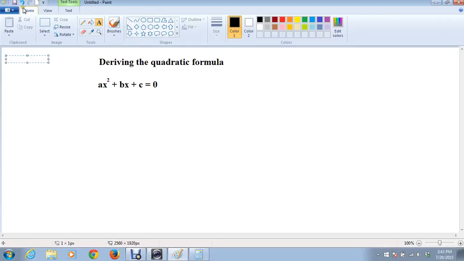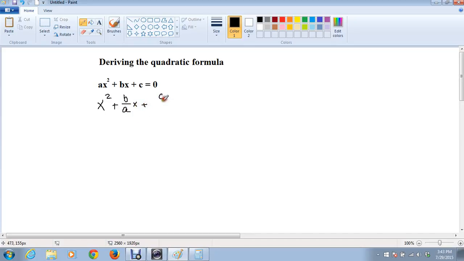This is a review of how to derive the quadratic formula by completing the square. We start out with the most generic quadratic equation. It could be any quadratic equation; a, b, and c are any real numbers. To begin with, when we complete the square, we want to make sure that the coefficient of our x squared term is 1. So we have to divide everything through by a. That gives us x squared plus b over a x plus c over a equals 0.